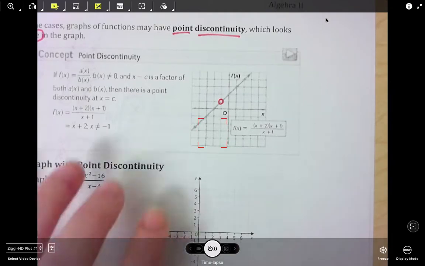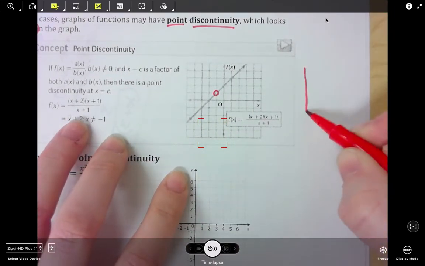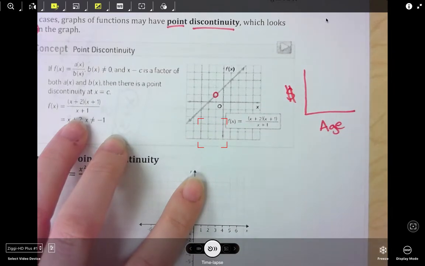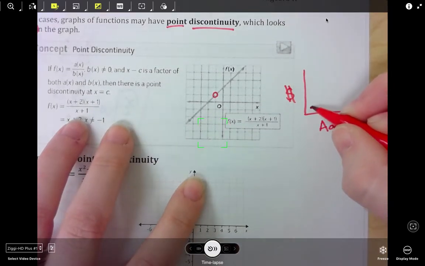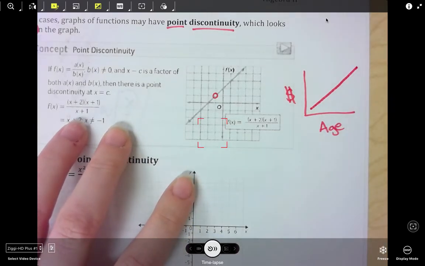And a scenario when you would have this happen in real life, let's say we are looking at your age and how much money you pay when you're going to an amusement park or something. Typically, the older that you get, the more money you're going to pay when you go into an amusement park. So maybe when you're 15 years old, you're going to pay $20. When you're 20 years old, you're going to pay $30, and so on and so forth.